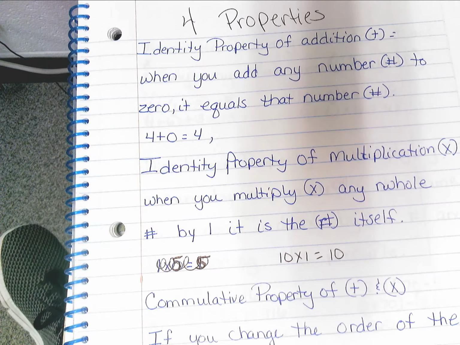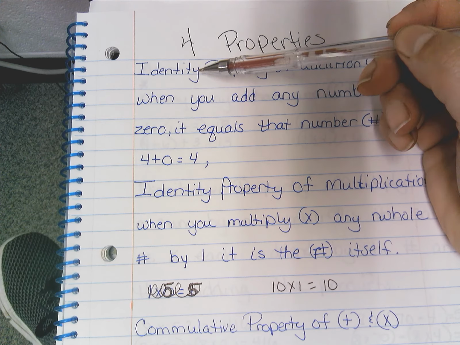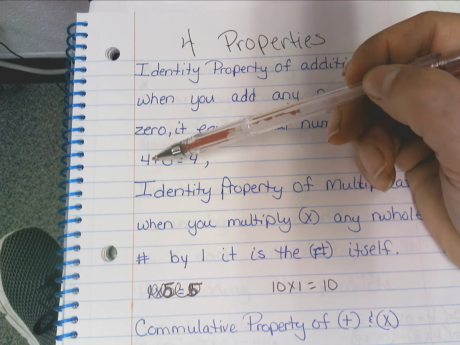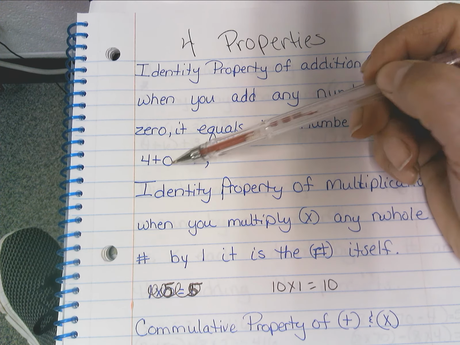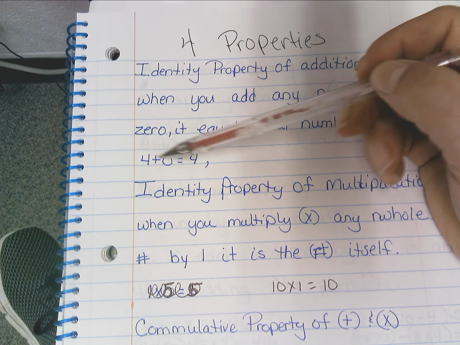All right, this is how I look at it, guys. Identity means you're looking at yourself in a mirror. If I have the 4 and I add the identity property, which is 0, I see myself in the mirror. So I think of this as the mirror, the 0 for the addition and the 1 for the multiplication. If I'm a 10 and I take it times 1, I see myself in the mirror, the number 10. That's what the identity property is.